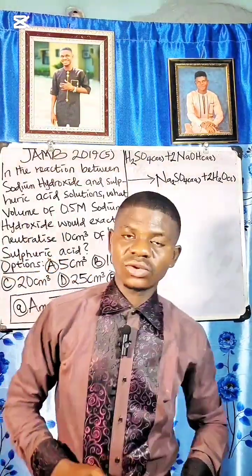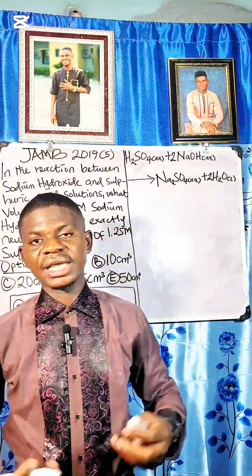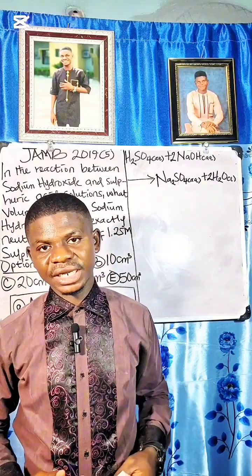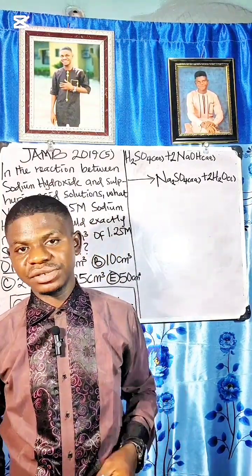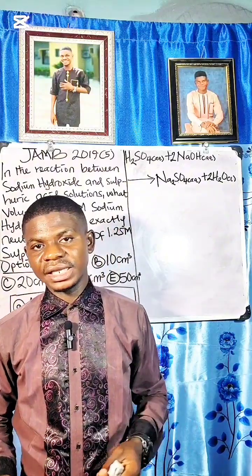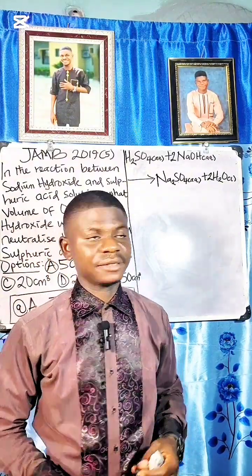So I'm going to introduce a key formula in volumetric analysis. The formula says CA VA divided by CB VB is equal to NA divided by NB.